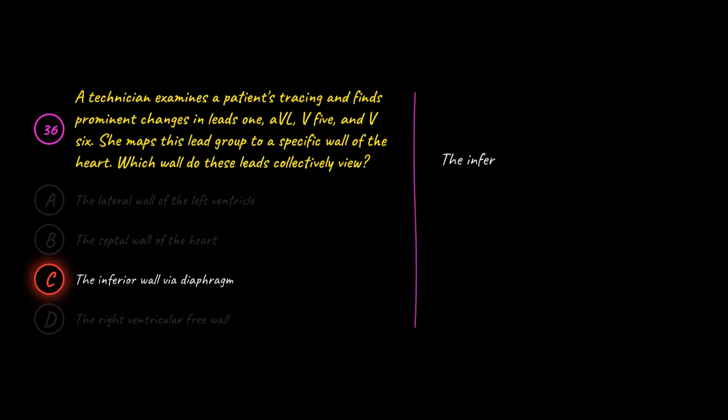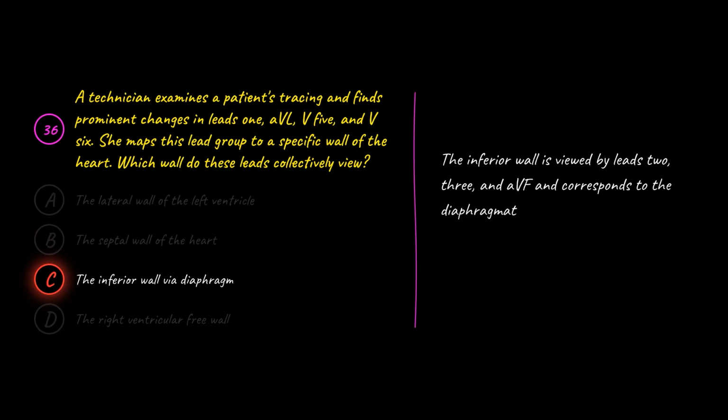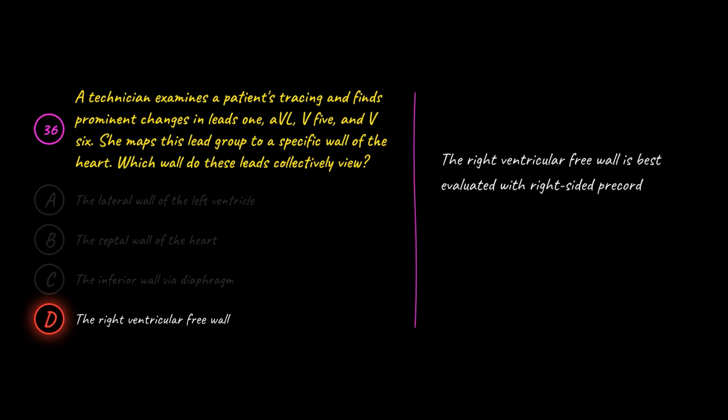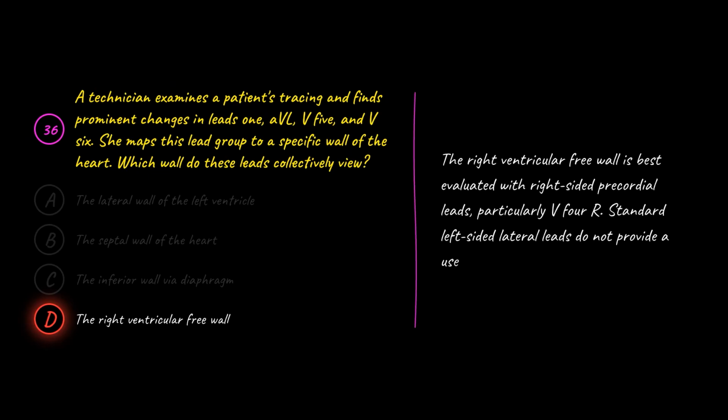C is wrong because the inferior wall is viewed by leads 2, 3, and AVF and corresponds to the diaphragmatic surface of the heart. Inferior leads are limb leads in a different orientation than the lateral group. D is wrong because the right ventricular free wall is best evaluated with right-sided precordial leads, particularly V4R. Standard left-sided lateral leads do not provide a useful view of the right ventricle.